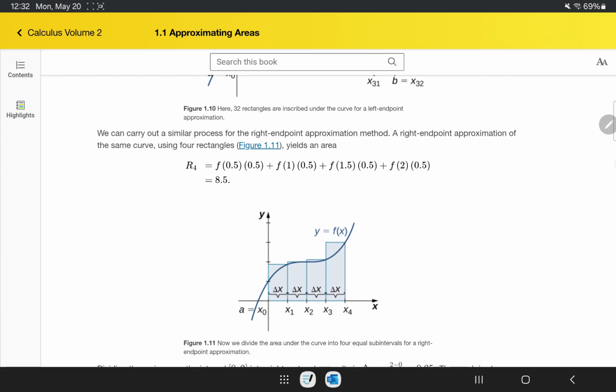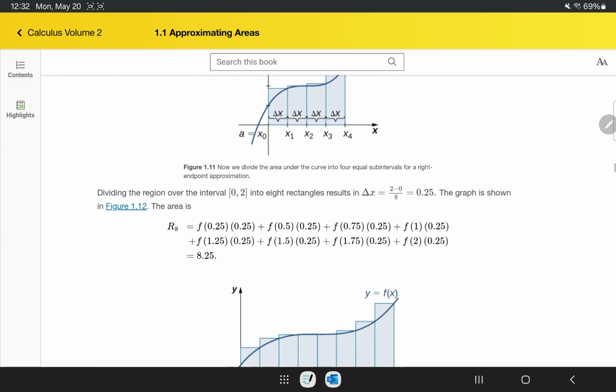Okay, so doing the same exact process but with a right endpoint approximation, you can see here that I already know when n is 4, my delta x is 1/2. But here, since I'm doing a right endpoint approximation, we're gonna start with 1/2 and reach x of n, which is 2. If you add them up, you get 8.5.